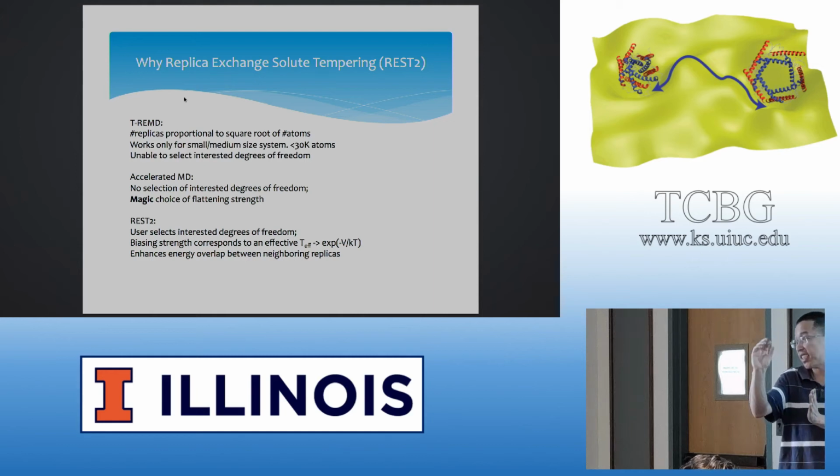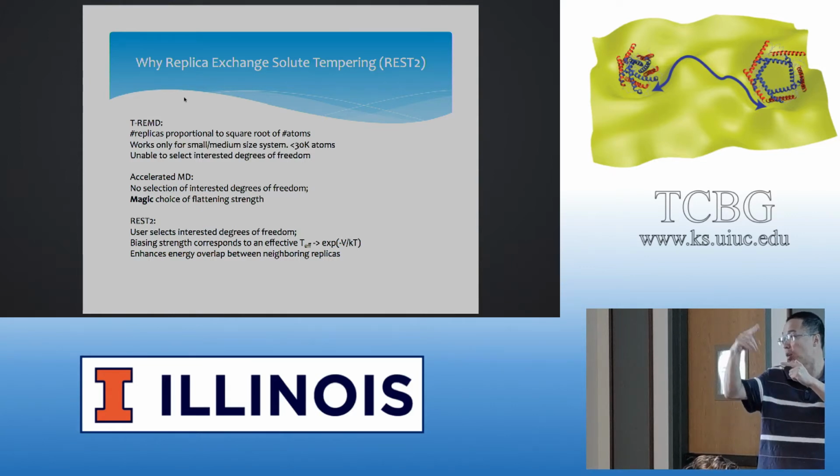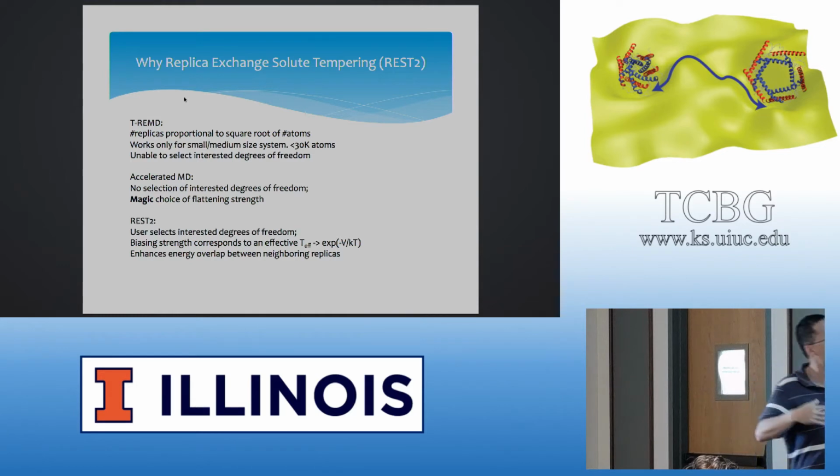That's the disaster for replica exchange, because the replica exchange acceptance depends on the fluctuation of potential energy. But for temperature exchange, if the system is very big, there is almost no observable potential energy fluctuation. As a result, T-REMD doesn't work for large systems. It only works for some small or medium-sized systems.